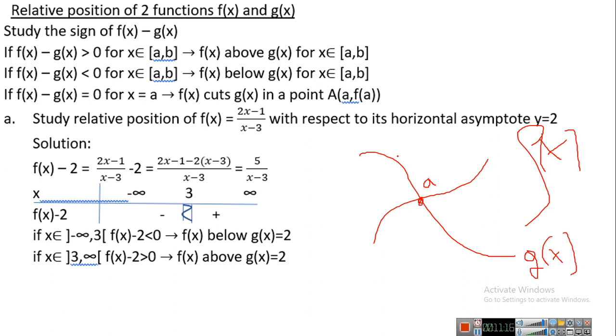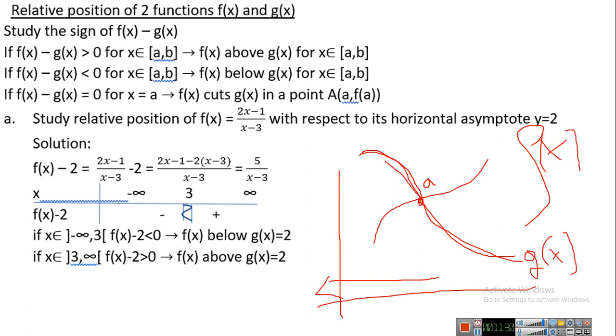relative position: as you can see in this part, g of x is above, from A and down, then g of x is below the function, if you have the x and y axis. So that's what I'm going to discuss: when the first function is above the other, when it's below the other. Here it's above from A and down, because the elevation of that part is higher than this one. And if you go down, g of x elevation will be lower than the other one.